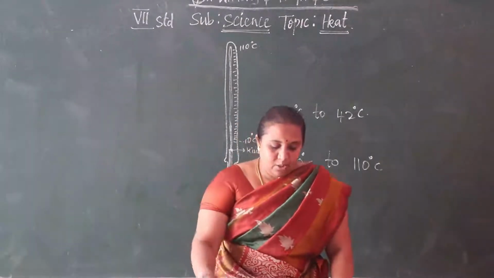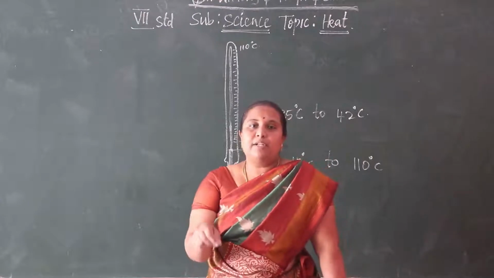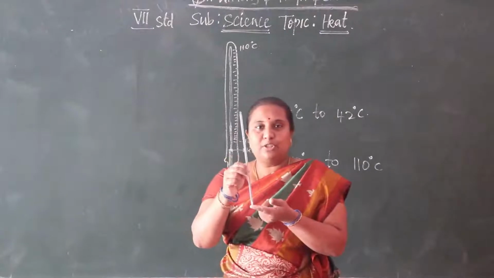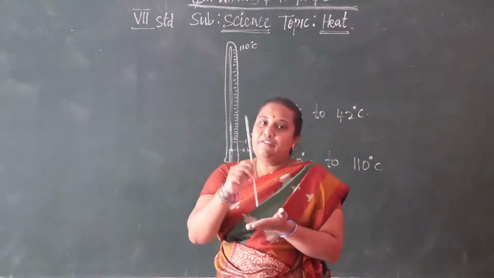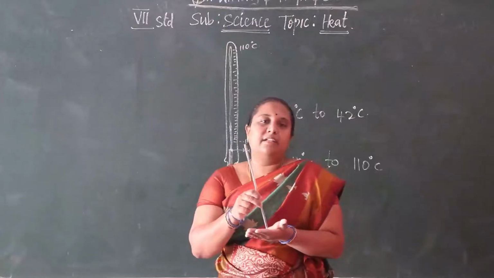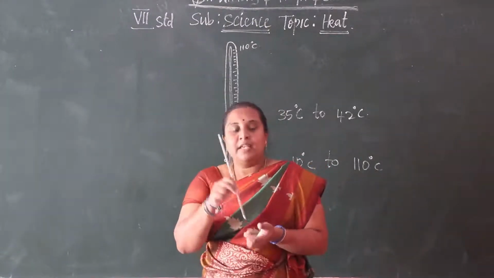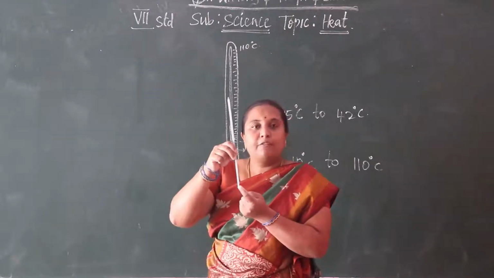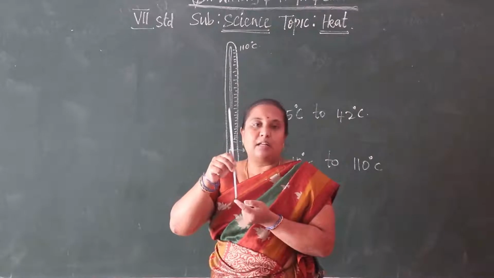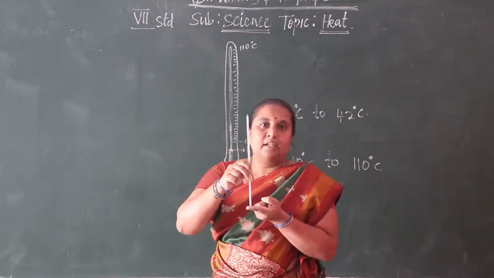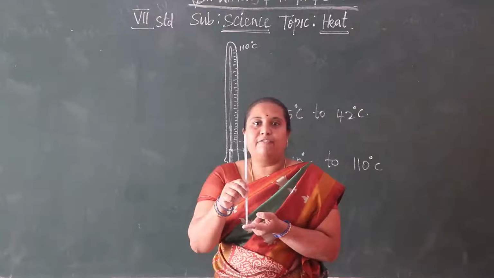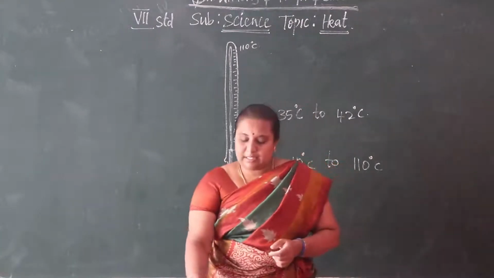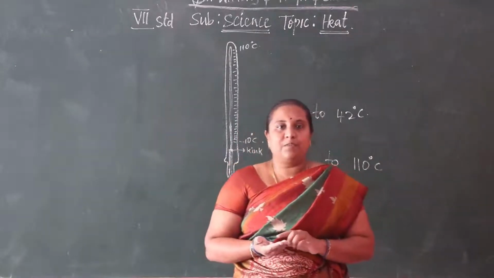In this thermometer you have a bulb. This bulb doesn't touch the surface of the container. If it touches the container, we can't take the exact measurement; it changes. We want the solution to be fully in contact with the bulb of the thermometer. If it touches the container, the temperature will differ. So the bulb shouldn't touch the surface of the container.